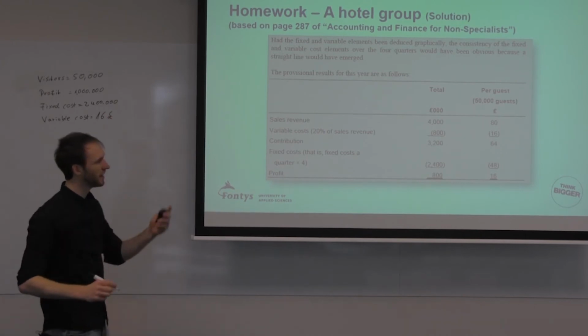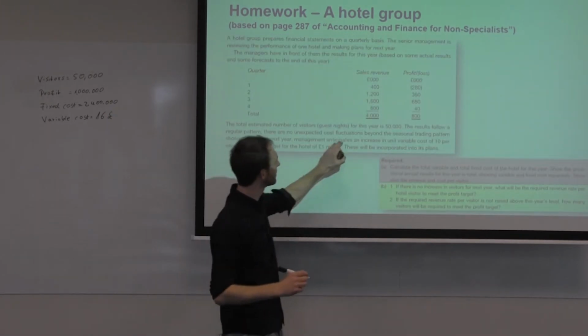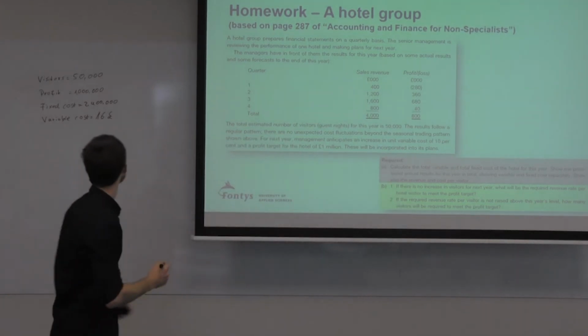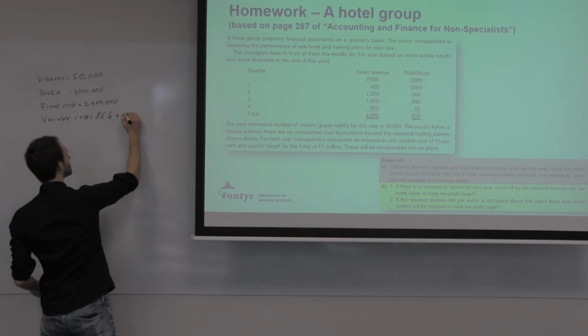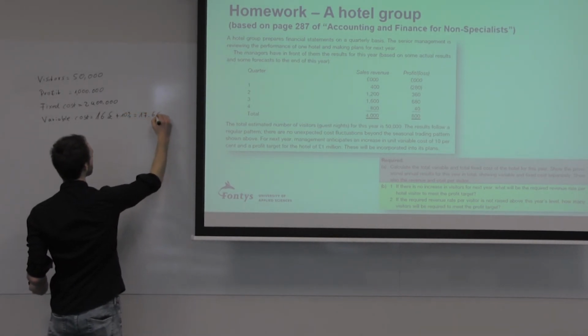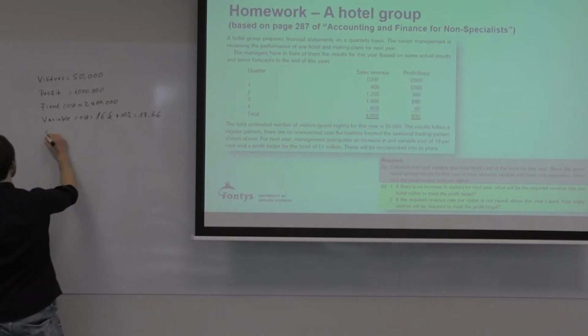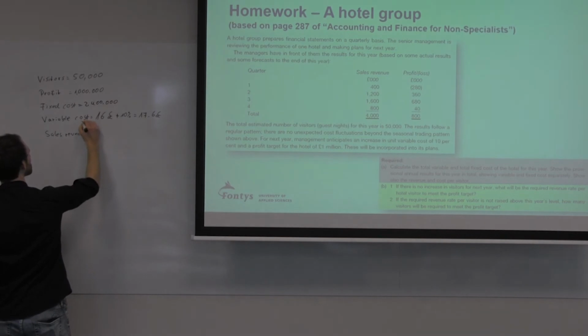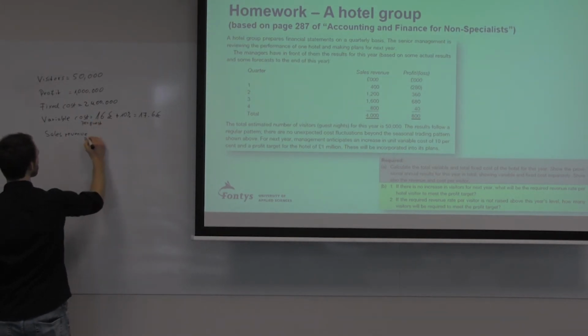However, if you go back to the text now, the text told us it's expected that there is an increase of variable cost of 10%. So basically, this is plus 10%. So this is 17.6 pounds. And now also we need the sales revenue. So this was also per guest. And the sales revenue also per guest.